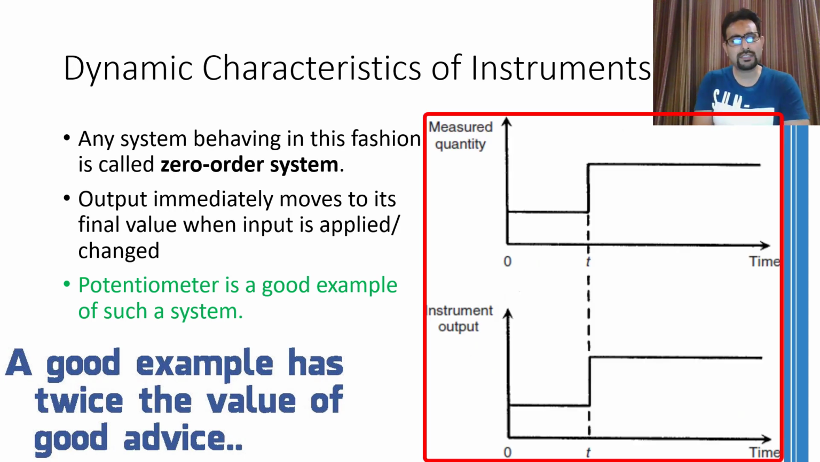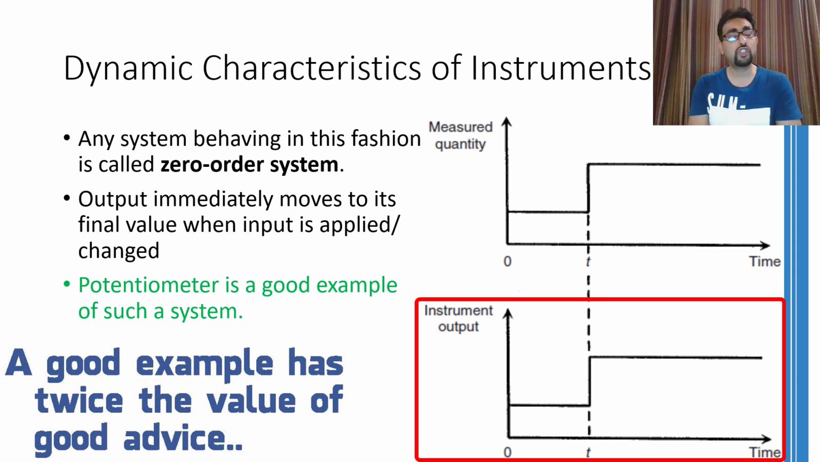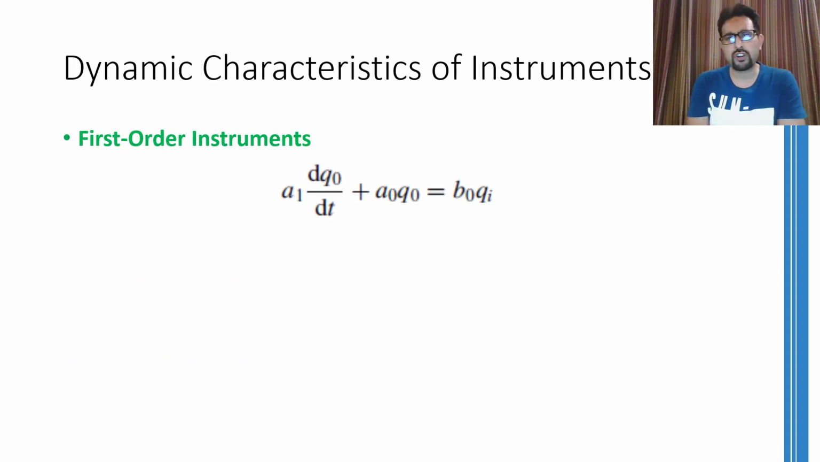These graphs also exhibit the same thing, that as soon as the input is changed, or the measured quantity that we are trying to measure changes, the instrument's output also changes. There is no lag between the change in the input and the change in the output. Now coming towards first order systems or instruments, these kinds of instruments behave in a bit different way than the zero order systems. For these systems, the output is dependent on the current input and the previous output as well.